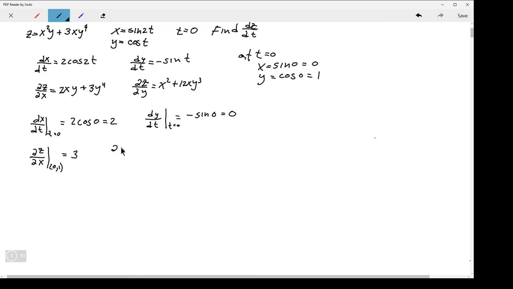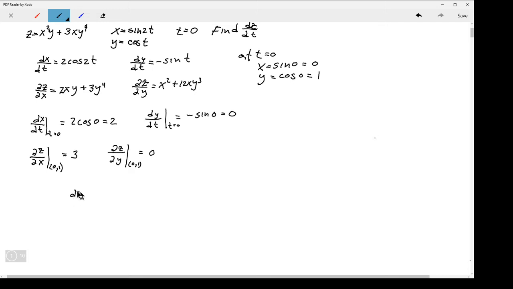And the partial of z with respect to y, again, at (0, 1). All right, so x is 0, so that's 0. Again, x is 0, so that's equal to 0. All right, and then I just want to put this together with the formula.